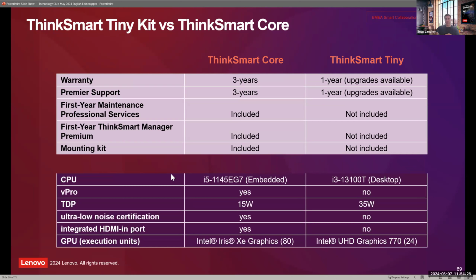But I draw your attention to the stats at the bottom here. These are some of the key differences between ThinkSmart Core, which is a purpose-built room system compute for ThinkSmart, and then ThinkSmart Tiny, which is a desktop small form factor compute. Now, there's differences between the two.